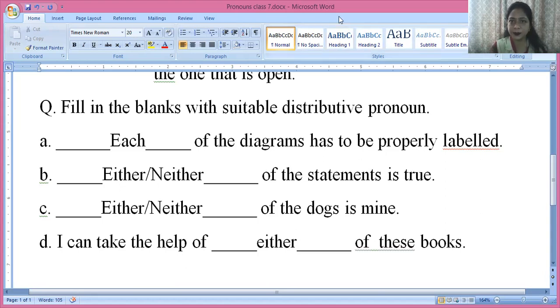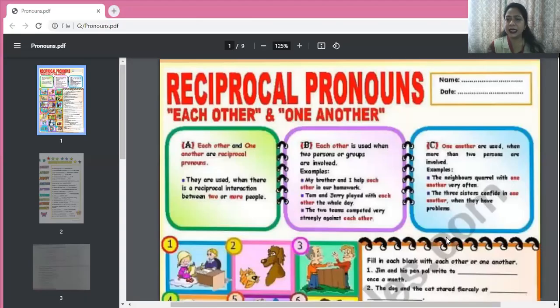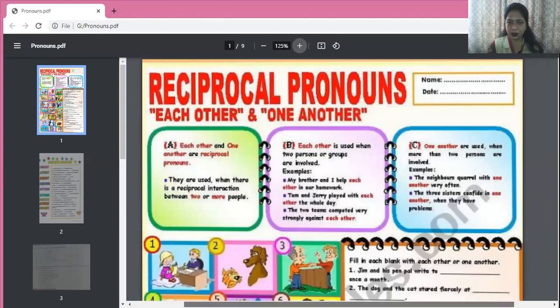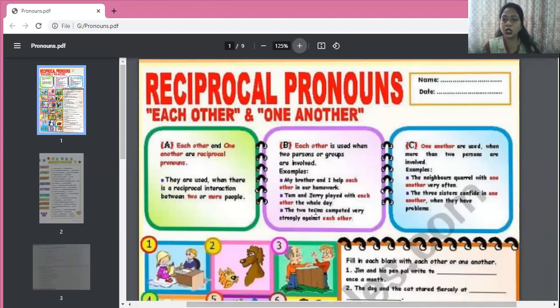So, yes. That was distributive pronoun. Now I'll teach you reciprocal pronoun. Okay. So for that, again, I have to share the screen with you, children. Yes. Here on the screen, you can see the reciprocal pronoun. Okay. So what are reciprocal pronouns? Reciprocal is I dealing with you, you dealing with me. Okay. So I giving you something, you giving me something. So that is a mutual relationship. Okay. A mutual understanding, a mutual relationship.